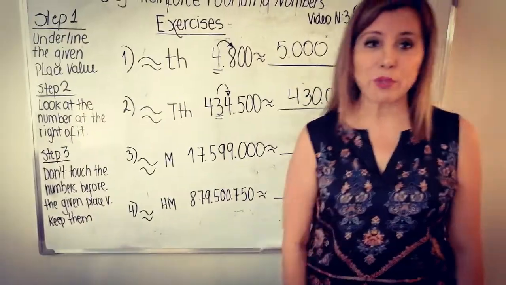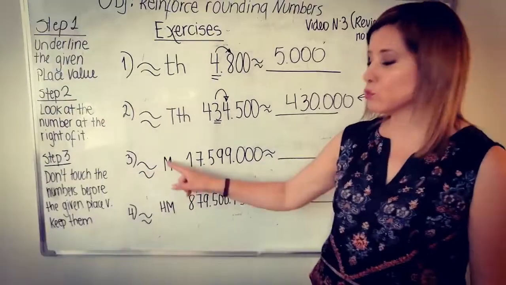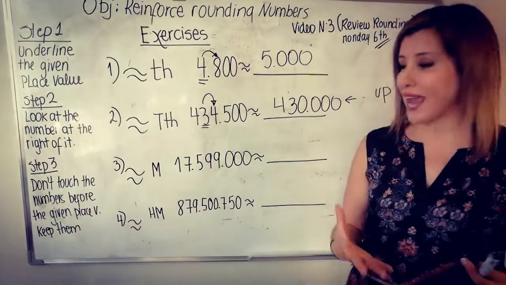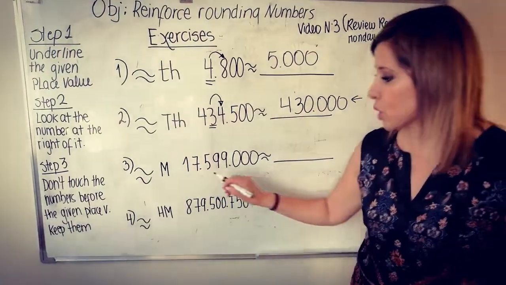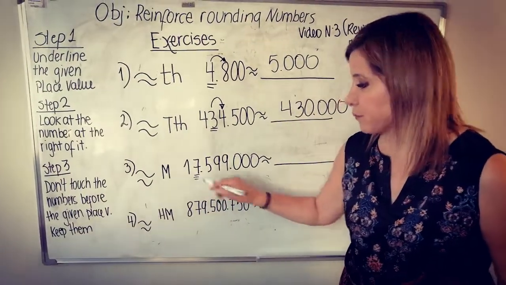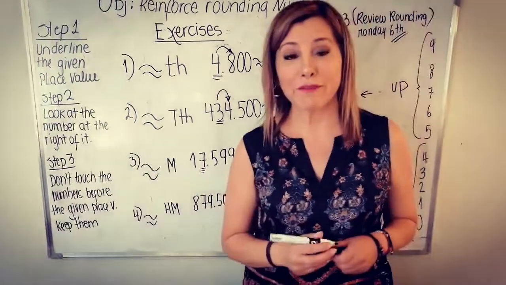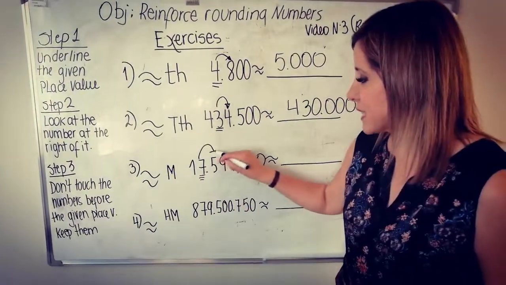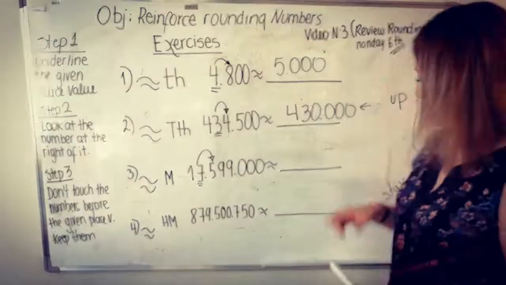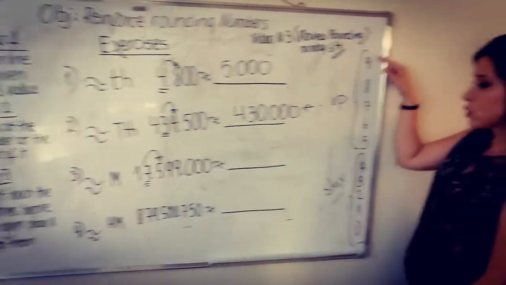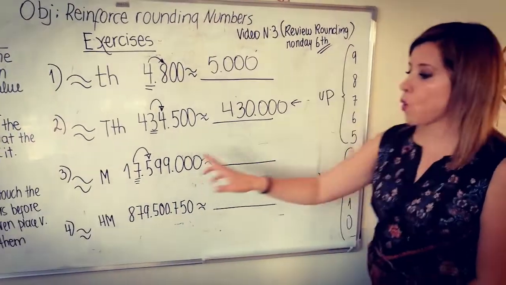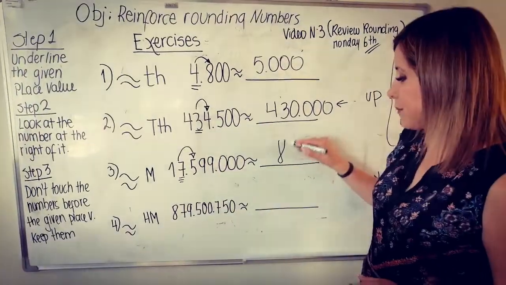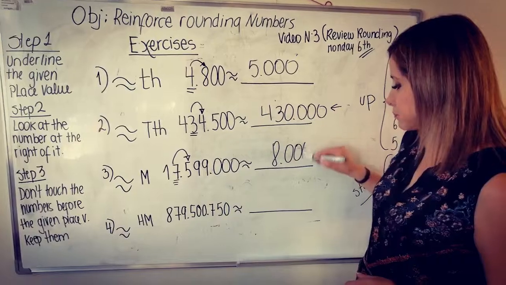Let's go to example number 3. You have to round to the nearest million. According to the first step, you have to underline the million position. That is number 7. Number 2, you have to look at the number that is at the right of it. In this case, it's a 5. The 5 belongs to the big group where you have to go up. So this 7 is going to be an 8 million.